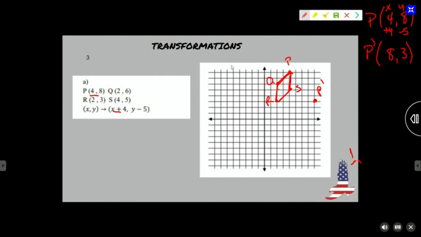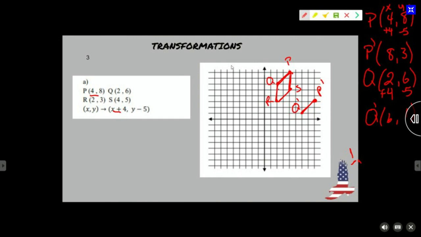All right, what about Q? Q is (2, 6). For Q prime, I've got to do 2 what? Plus 4, and 6 minus 5. So Q prime is going to be right 6 and up 1. Q prime.